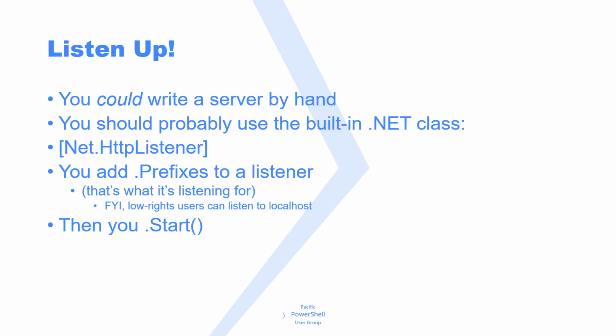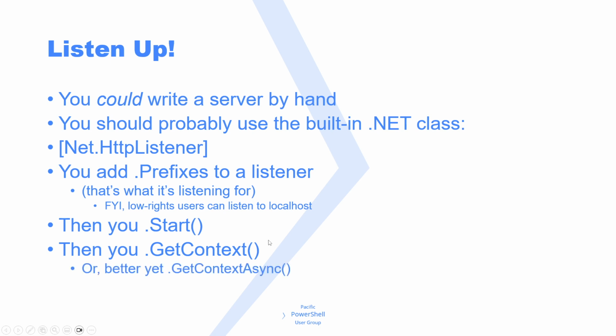After you've added prefixes, then you just start. That's pretty much it. You get the context, which is basically nerdy speak for getting the information of the request, its identifier, and what I'm going to send as a response. GetContext, though, is a blocking call. So better yet, you could go ahead and use GetContextAsync.